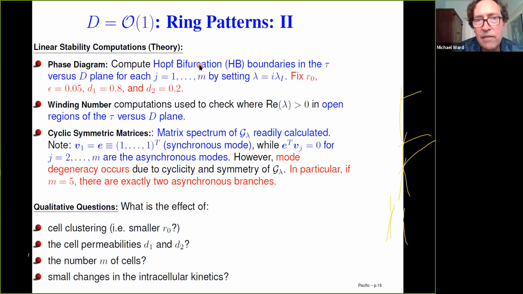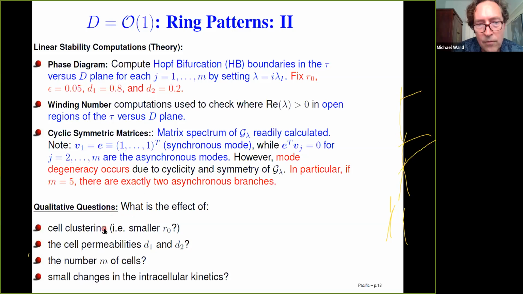So you want to compute Hopf bifurcation boundaries in the tau versus D plane for each j equals 1 to m by setting lambda equals i lambda I, fixing the ring radius, and doing continuation in D. Use your winding number to determine the number of unstable modes in the right half plane. And as I mentioned, the eigenvector you get for free because it's a cyclic symmetric matrix for the Green's matrix. In particular, if m equals 5, because the matrix is cyclic symmetric, there's mode degeneracy. The asynchronous modes that are orthogonal to 1, 1, 1 have to come in pairs. So there's exactly two asynchronous modes, but there's the synchronous mode where all the intracellular oscillations will be the same.